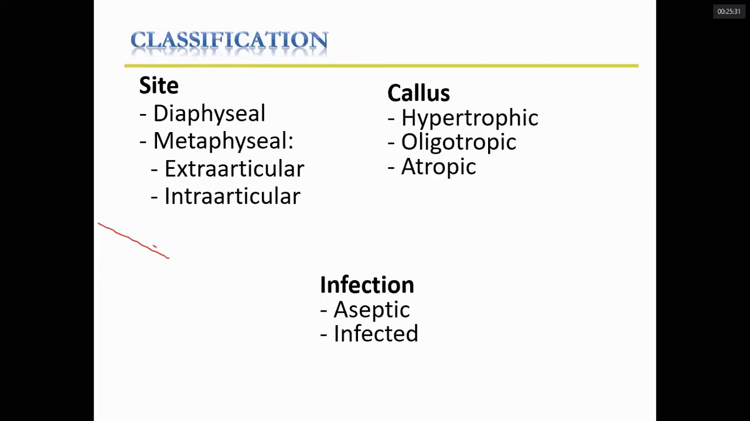So there are various ways of classifying non-union. Based upon the site, non-union can be at the metaphysis, or it can be at the diaphysis.